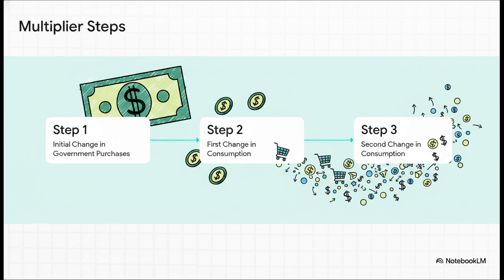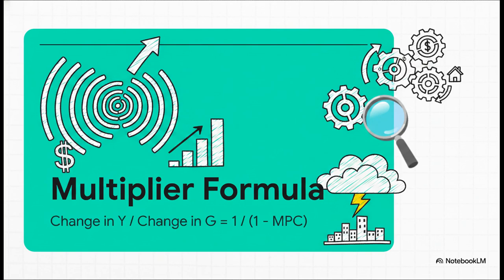Now, if we dust off our algebra and solve that infinite geometric series, we can isolate a very vital formula. It proves that a single dollar of autonomous spending will raise equilibrium income by substantially more than $1. The formula is simply 1 divided by 1 minus the marginal propensity to consume. This single mathematical truth is the entire foundation for why governments deploy massive stimulus packages during recessions.